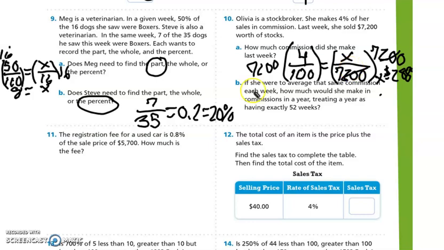If she were to average the same commission each week, how much would she be able to make in commission in a year, treating a year as exactly 52 weeks? So I could just take her commission per week, which we just calculated, and multiply that by 52. Put that in our calculator. We'll find that she gets $14,976.